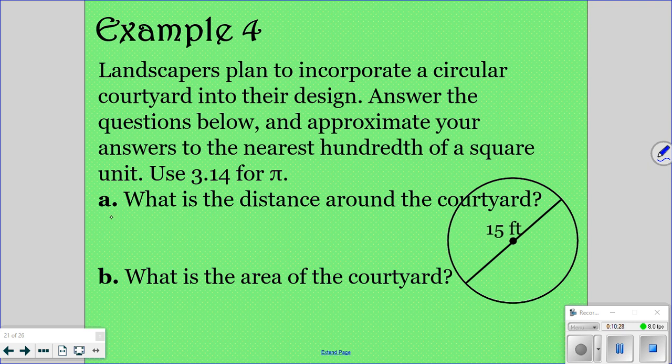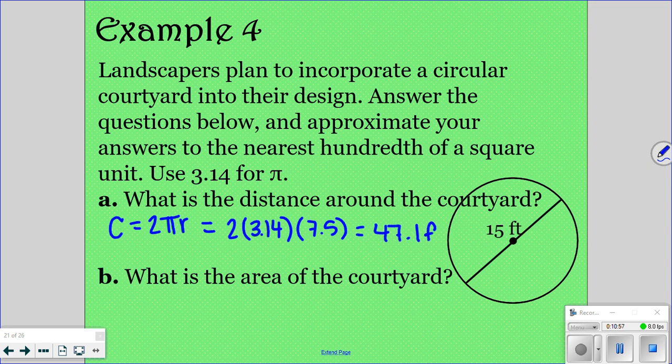So distance around the courtyard is circumference. So your circumference is 2 pi r. So 2, and then instead of pi, it says use 3.14. And then our radius is half of this 15, which is 7.5. So if you multiply, you should get 47.1 feet.